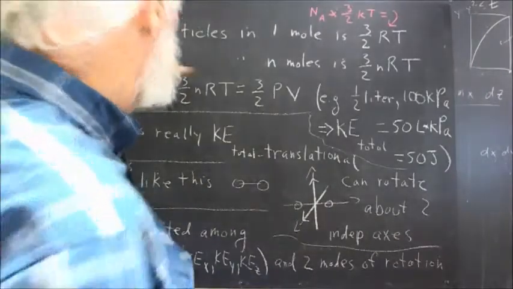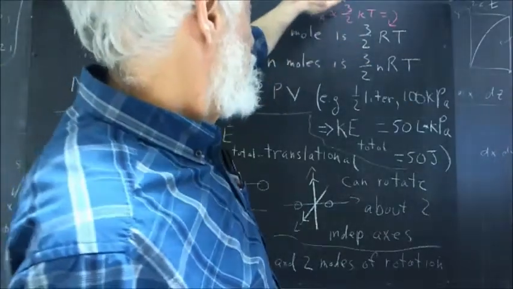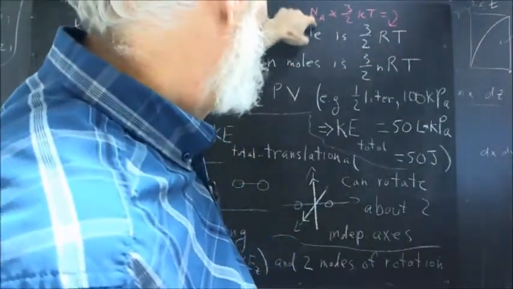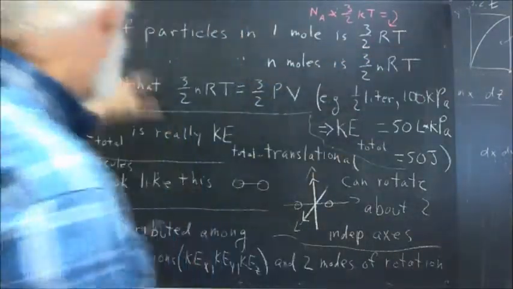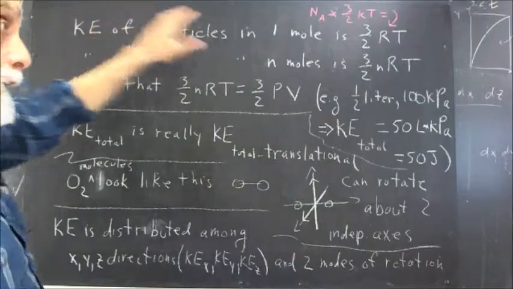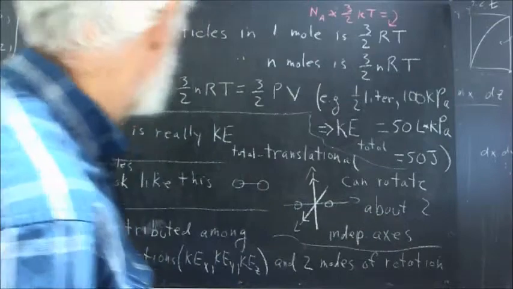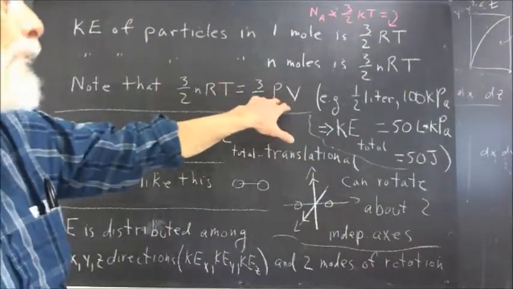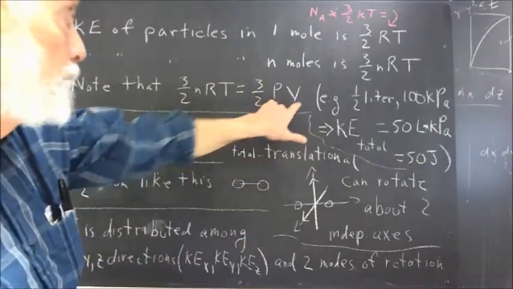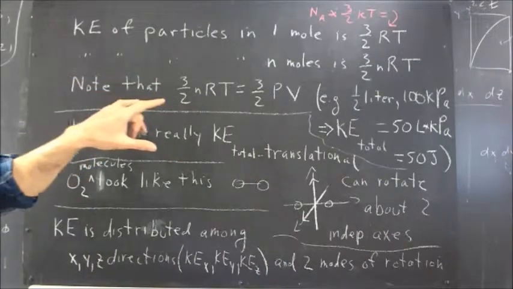Now, to get the total kinetic energy of the particles in a mole of an ideal gas, we take the kinetic energy 3/2 KT of a single particle, multiply that by Avogadro's number, the number of particles in a mole, and we get 3/2 RT. So the total kinetic energy of particles in n moles of a gas is 3/2 nRT. Now, we note that 3/2 nRT is 3/2 the product of pressure and volume, because of course PV equals nRT, the ideal gas law.